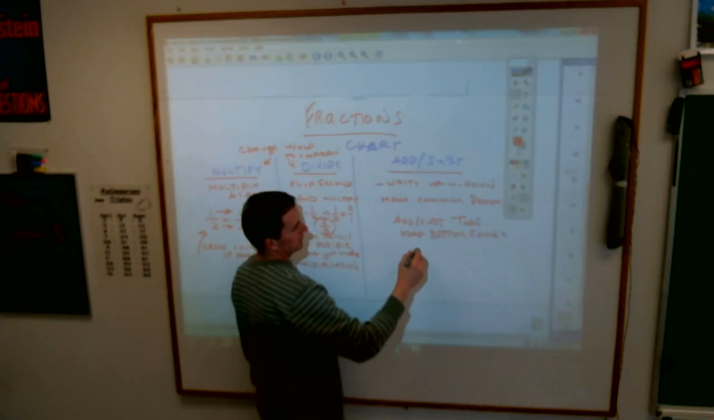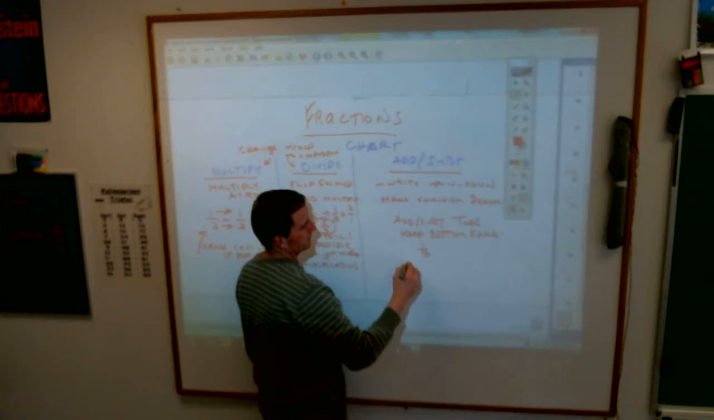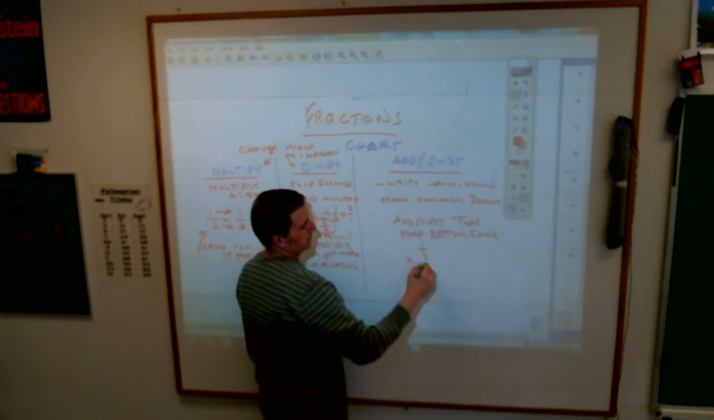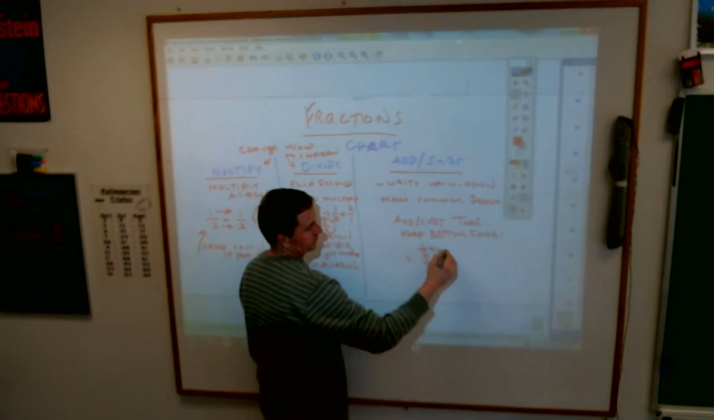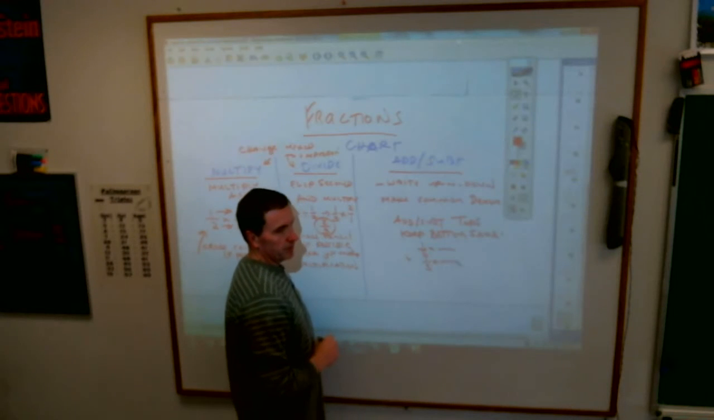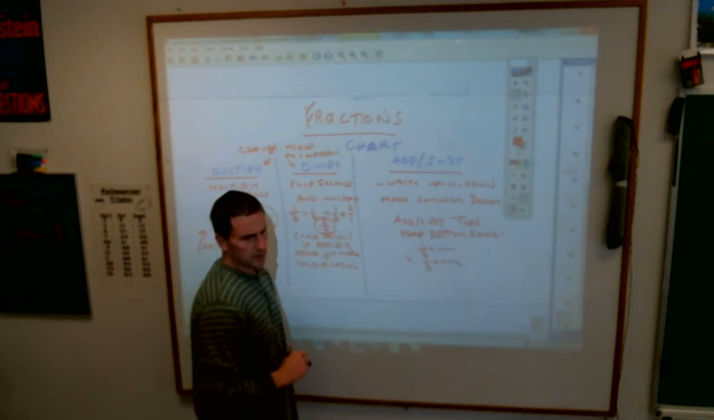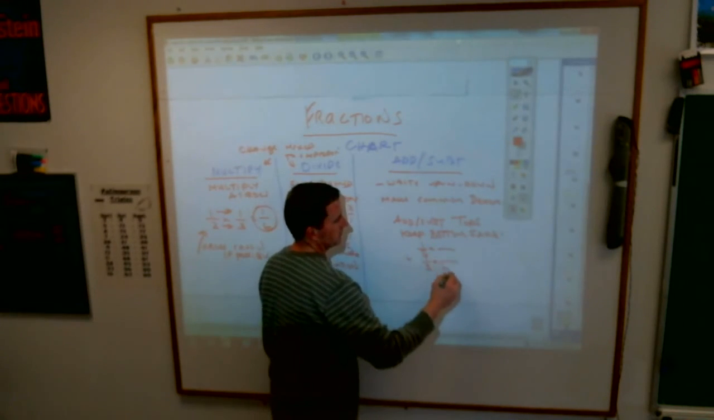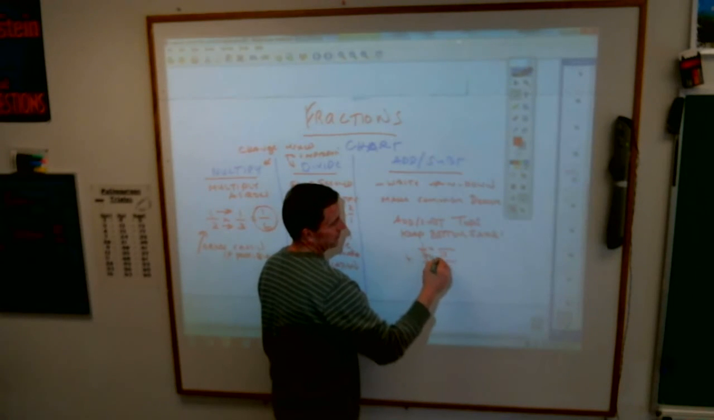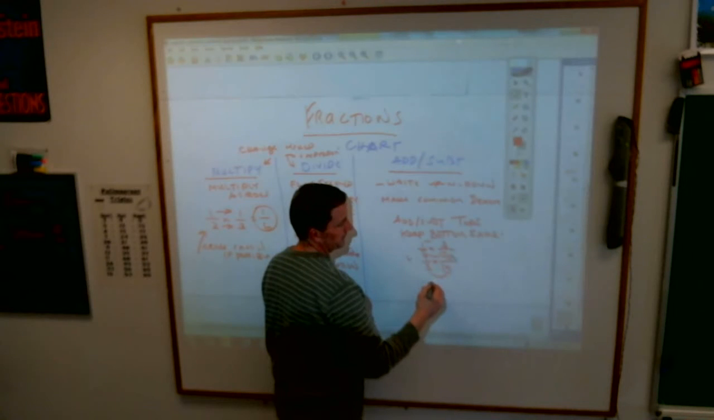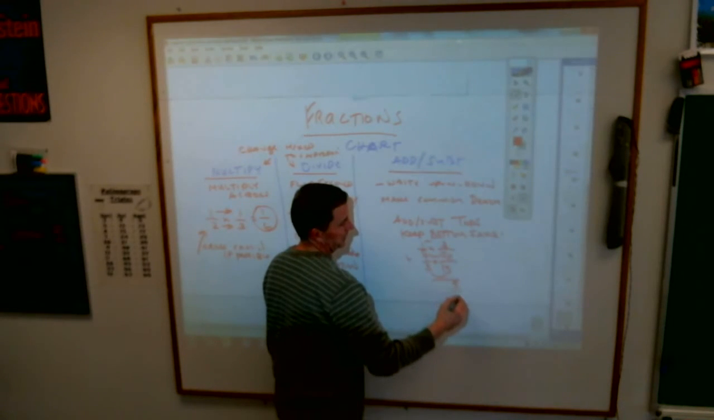For example, it is 1/5 plus 1/3. What's your common denominator of 1/5 and 1/3? The smallest thing that 5 and 3 go into is 15. Multiply by 3, multiply by 3, multiply by 5, multiply by 5. You get 8/15.